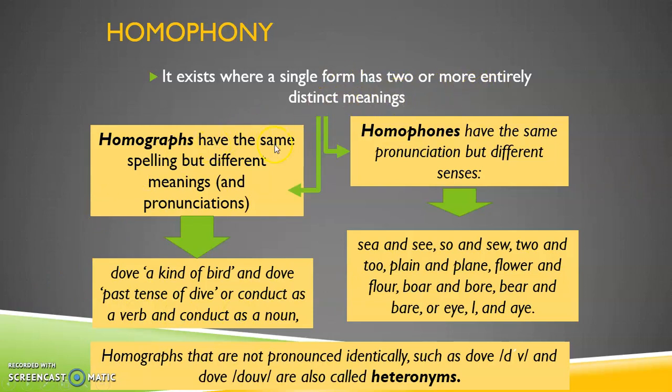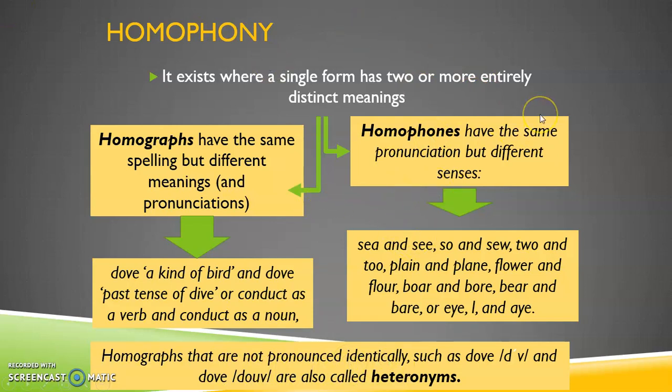On the other hand, homophony exists where a single form has two or more entirely distinct meanings. In this case we have homographs and homophones. Homographs have the same spelling but different meanings and pronunciations, like dove, the kind of bird, and dove, past tense of dive, or conduct as a verb and conduct as a noun. Homophones have the same pronunciation but different senses, like see and sea, so and sew, to and two, play, flower, flour. Homographs that are not pronounced identically, such as dove and dove, are also called heteronyms.